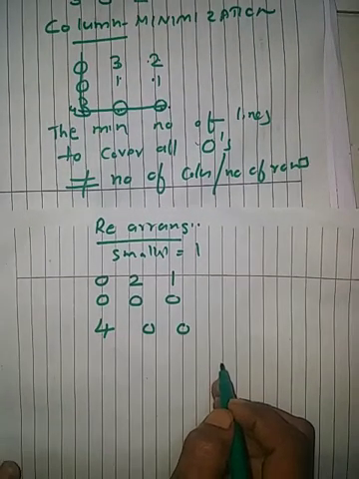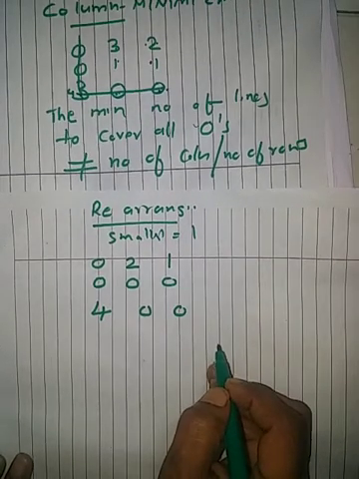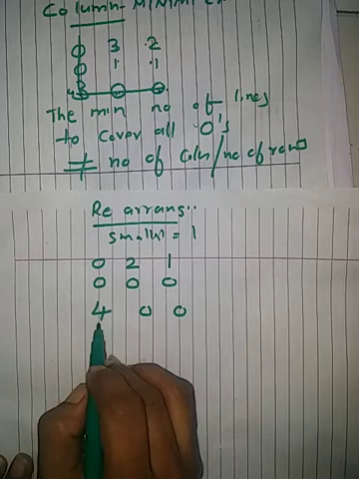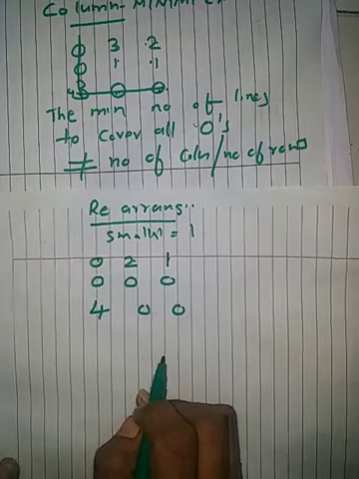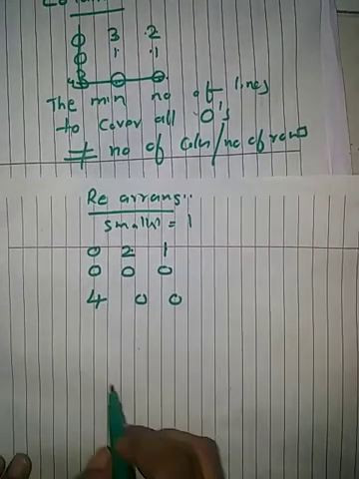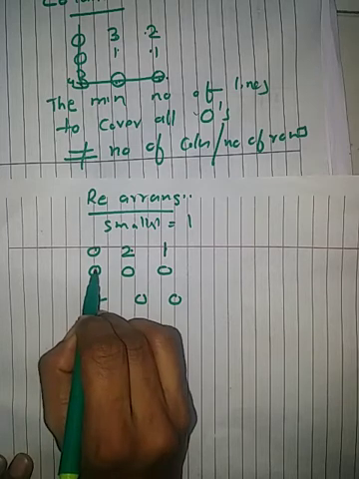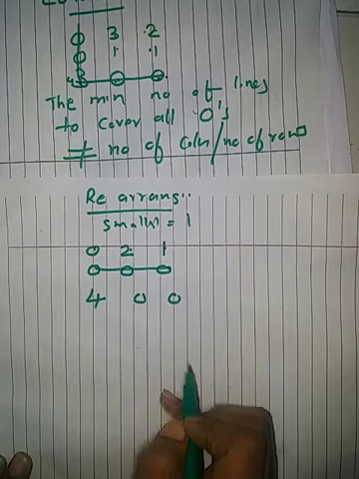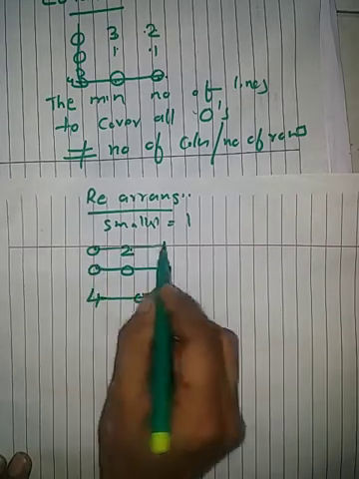Here we will draw again the minimum number of lines to cover all the zeros. If the minimum number of lines to cover all the zeros is equal to the number of rows or number of columns, our matrix is final. So here for drawing minimum number of lines, I am covering these 3 zeros with a single line, 2 zeros with a single line, and again 1 more zero remaining.